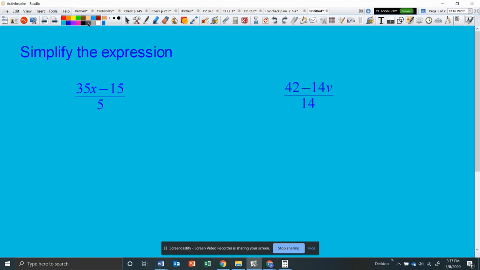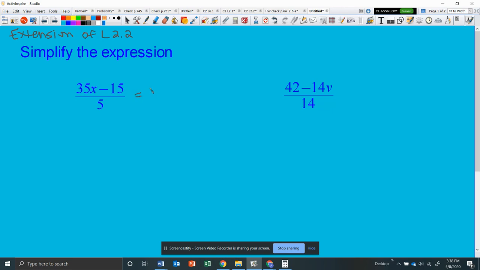Okay, guys, today I'm going to do what I'm going to call an extension of lesson 2.2. We were combining like terms and simplifying expressions. So what if you get a problem like this and they want you to simplify it?